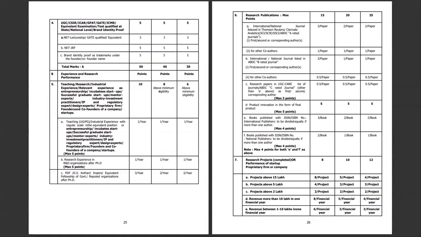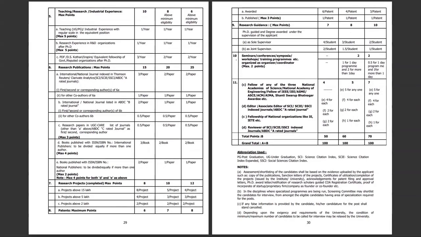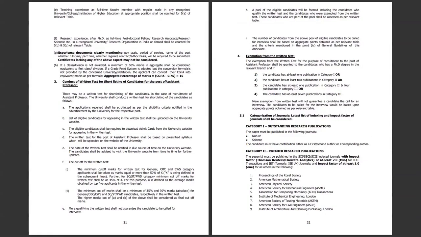So these are some academic evaluators for other streams also. They have also given some exemption from the written test. Suppose they make categories: category 1, category 2, and category 3. If you have publications in category 1, where the student has outstanding research publications like Nature and Science, then the student is exempt from the written examination.